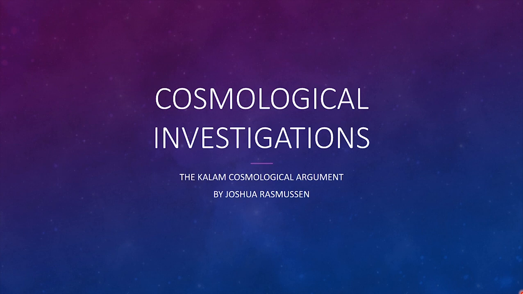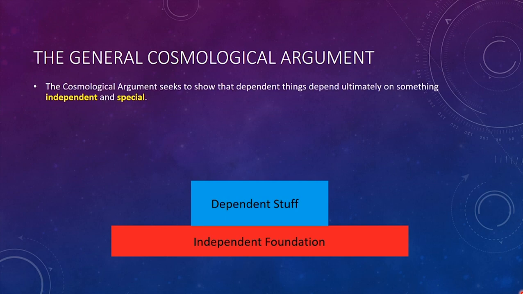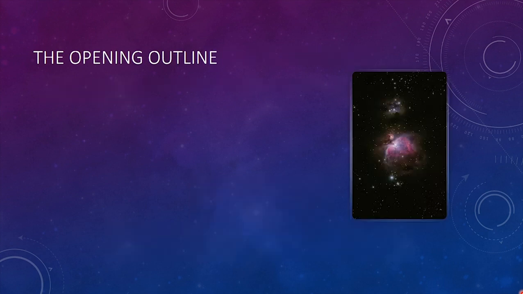In this video, we're going to look at a specific version of the cosmological argument called the Kalam cosmological argument. I'm going to unpack this argument and share my own assessment of the different parts of the argument as we go. Now, just to give a brief review of the general cosmological argument so that we can see how the Kalam argument fits this general scheme. The general argument seeks to show that dependent things depend ultimately on something independent and special. So now let us look at the Kalam cosmological argument.